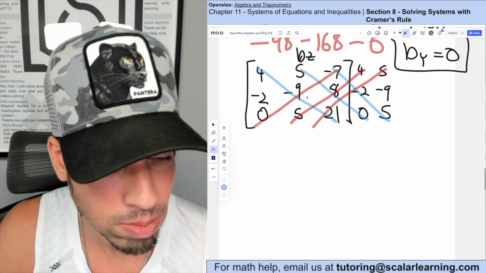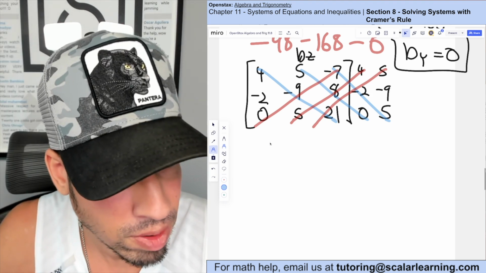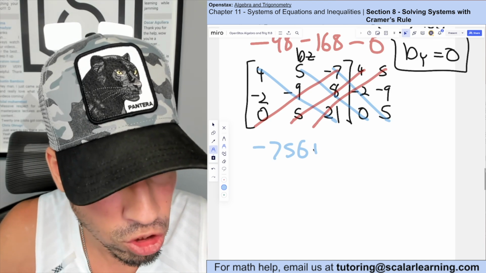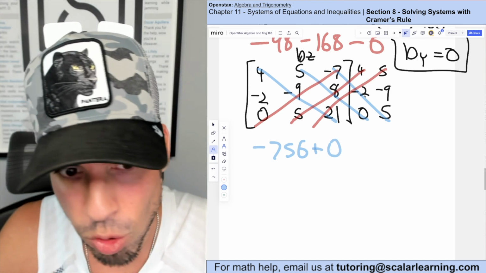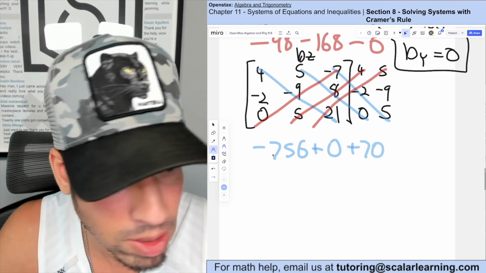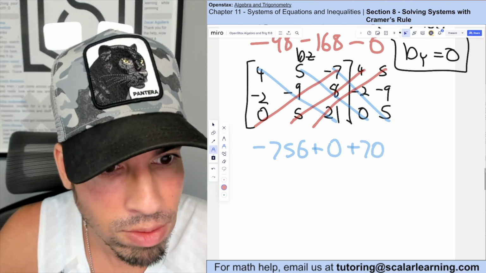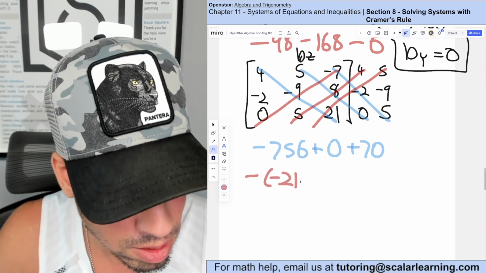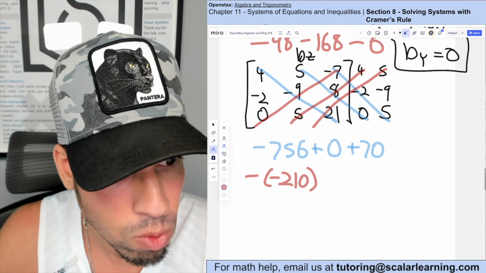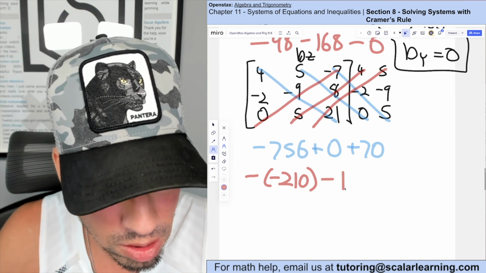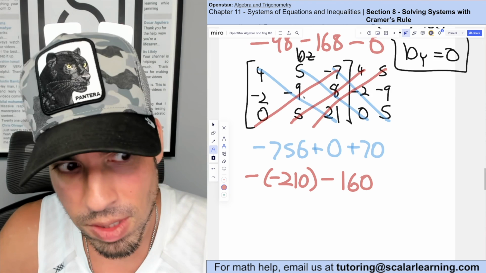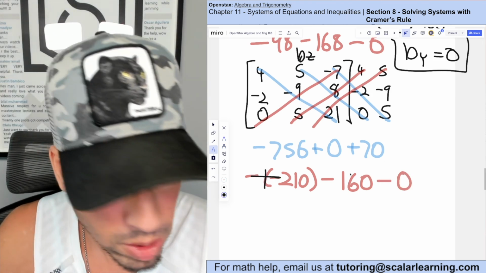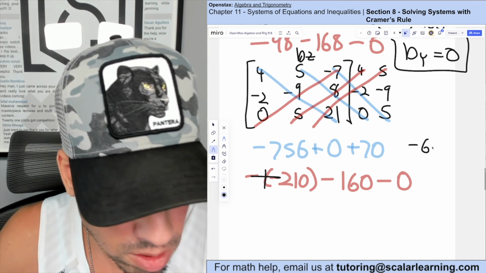So we got 4 times 9 times 21, which is 756, but because that 9 is negative, it's negative. 5 times 8 times 0, that's just 0. Negative 7 times negative 2 is 14, times 5 is 70. Now we got the reds. 5 times negative 2 is negative 10, times 21 is negative 210, but we're minusing that, right? And then we got 4 times 5 is 20, times 8 is 160. We're minusing that. And then negative 7 times negative 9 times 0 is 0. So this becomes a plus. And when we simplify this, we get negative 636.